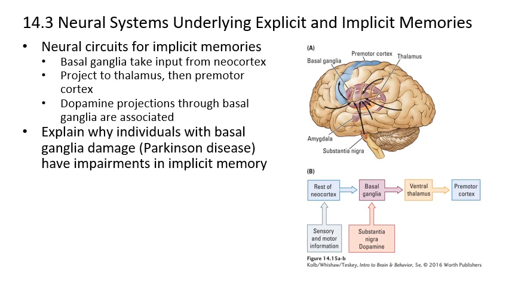Neural circuits for implicit memories include the basal ganglia, which takes input from the neocortex. This then projects to the thalamus and the premotor cortex, and it's associated with dopamine projections through the basal ganglia. And these neural substrates of implicit memories explain why individuals with basal ganglia damage, such as individuals with Parkinson's, have impairments in implicit memory.